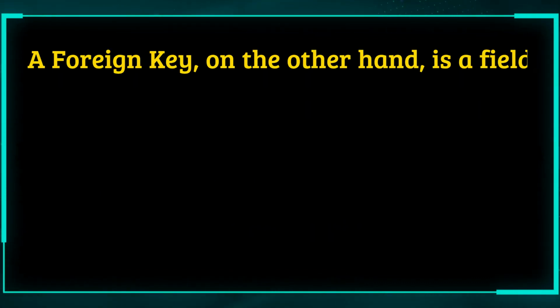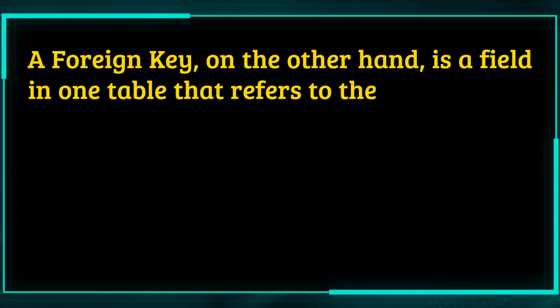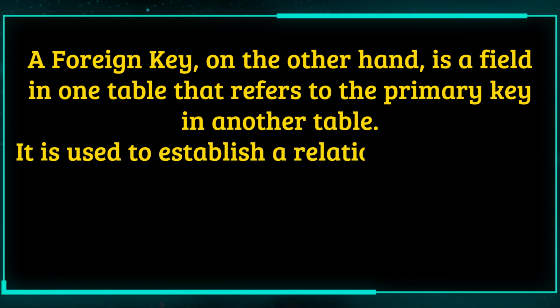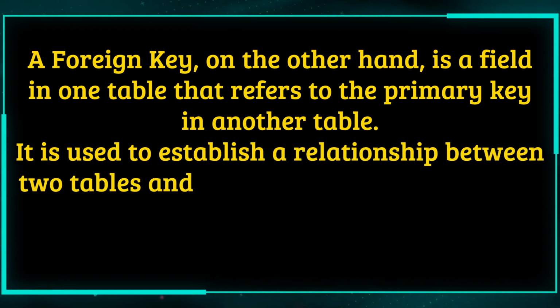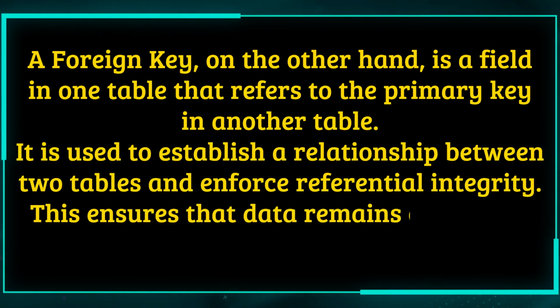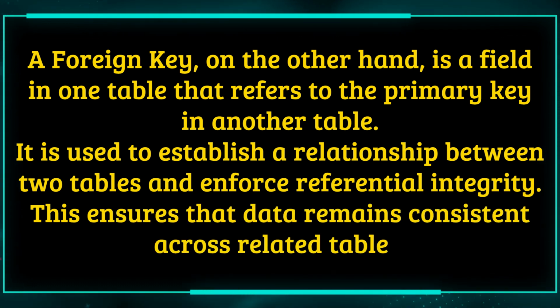A foreign key, on the other hand, is a field in one table that refers to the primary key in another table. It is used to establish a relationship between two tables and enforce referential integrity. This ensures that data remains consistent across related tables.